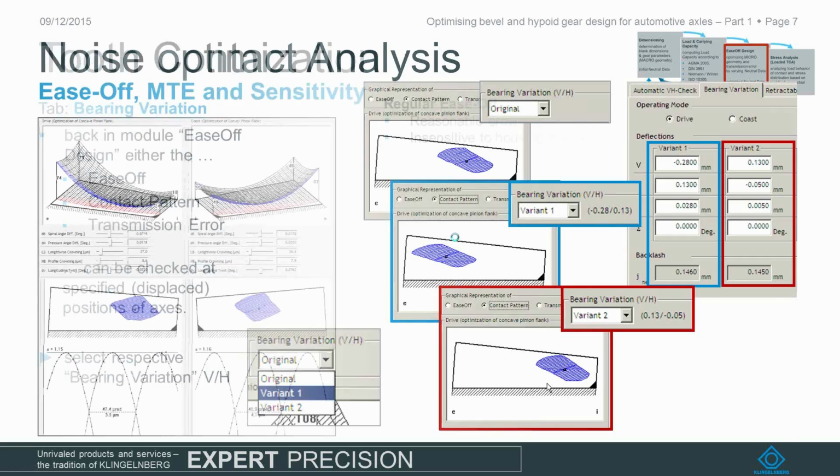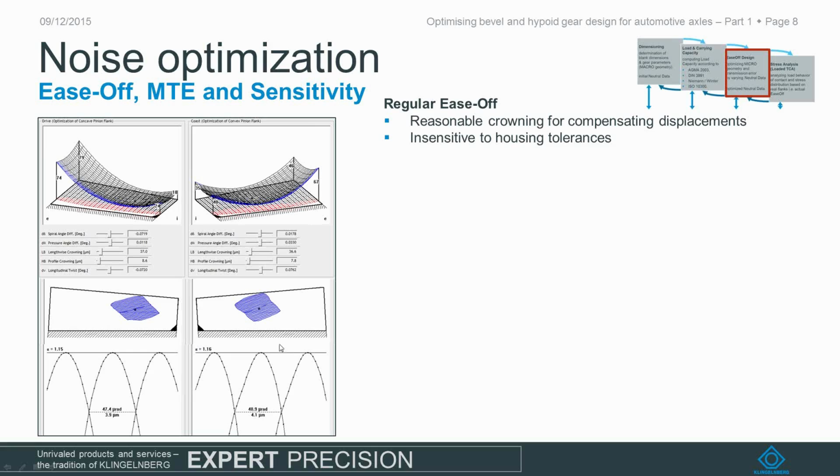The next example is now for this gear set that I introduced two slides ago. We see here the standard ease-off for the starting point of the optimization. We see that we have a contact pattern on the concave flank near the toe, and we see also that we have a centered contact pattern for the convex flank here.